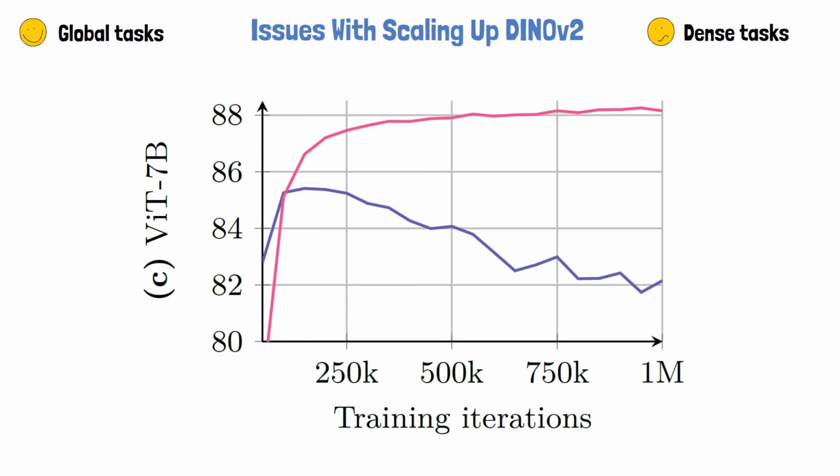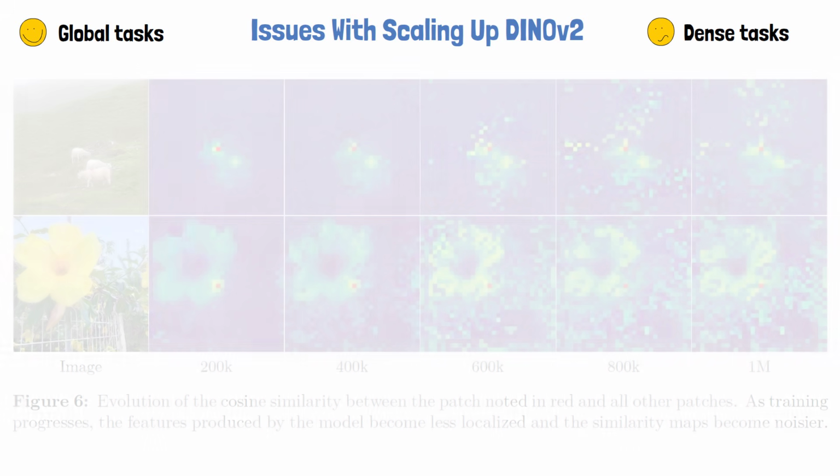The pink curve shows classification accuracy, which improves over time. As this requires global understanding, we can learn that global understanding gets better with longer training. The blue curve shows segmentation performance, which requires strong patch-level understanding. Here, we see a performance drop after a certain point and then stay unstable for the rest of the training. To get some intuition for this, let's look at the next figure.